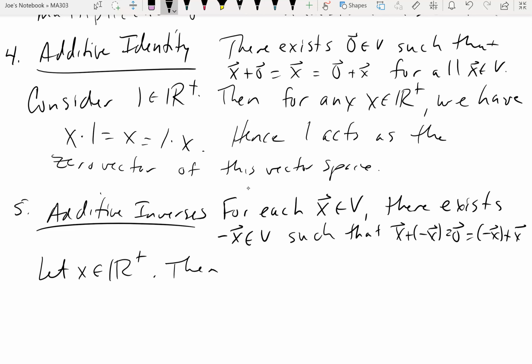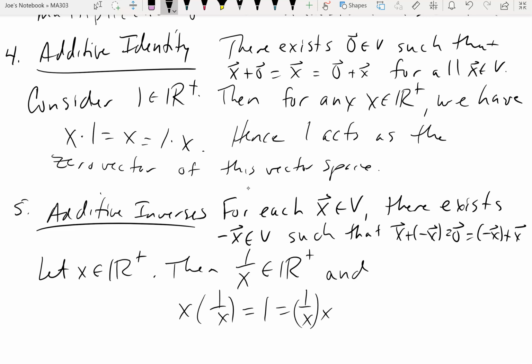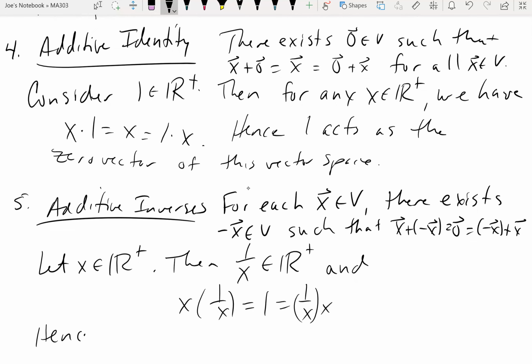All right, so if I have a positive real number and I reciprocate it, it's still a positive real number. And when we take x times 1 over x, I get 1, which is the same thing as 1 over x times x. I'm going to put it in quotes: that 1 over x is the additive inverse of x in this vector space.